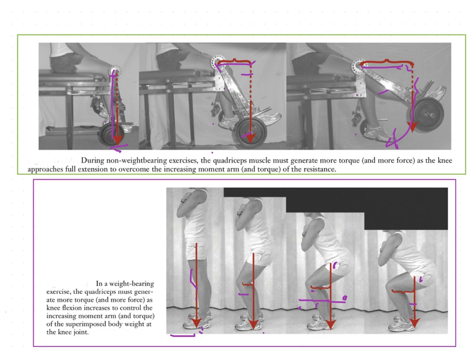So, these are the things which are related to the patellar influence on the quadriceps muscle function. In the next session, we are going to discuss the stabilizers of the knee.